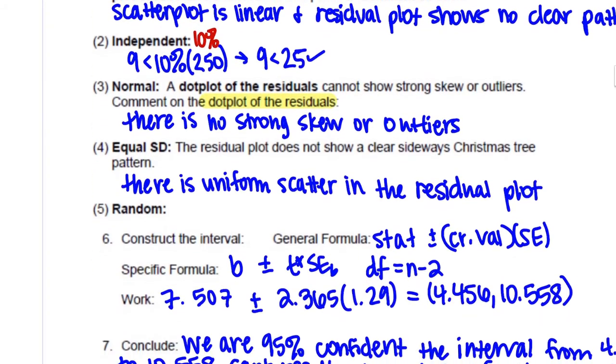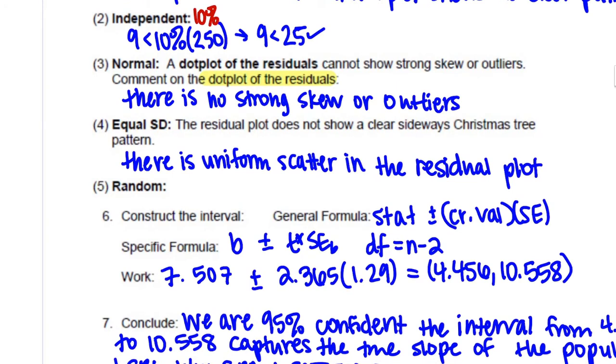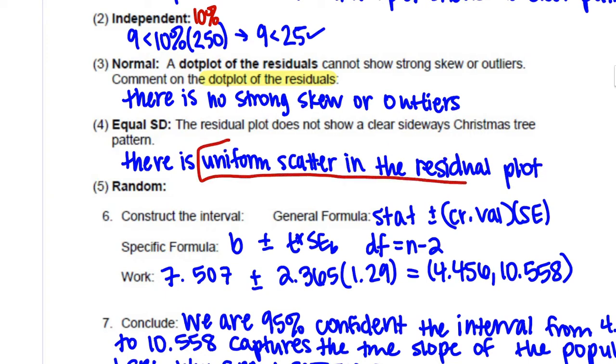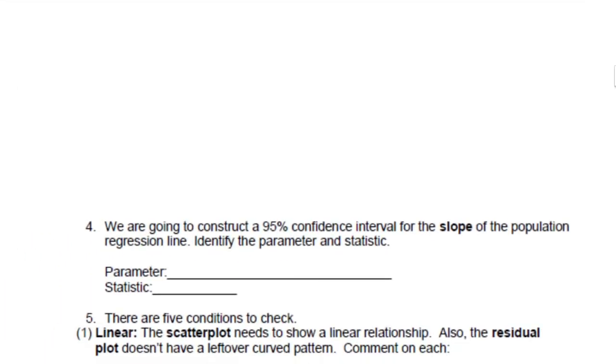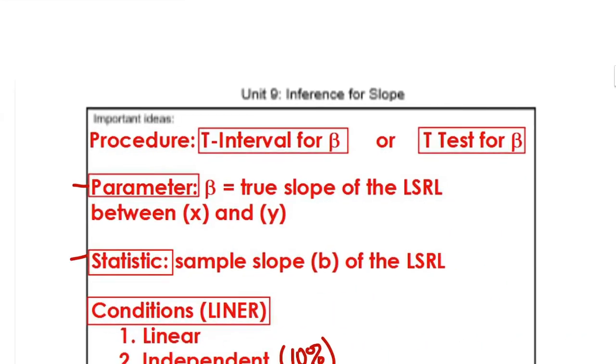Equal standard deviation is about the residual plot not showing a sideways Christmas tree, so we want there to be uniform scatter in the residual plot. So that's what you have to say for that. We can pretty much just say that every time as long as it's true. Then you should be good there. If you don't have the residual plot to look at, you can't check that one. And then random. Oh, I forgot to check the random. So let me just make sure here I had a random sample. Oh, took a random sample of 9 students. So I'll just quote that, remember.